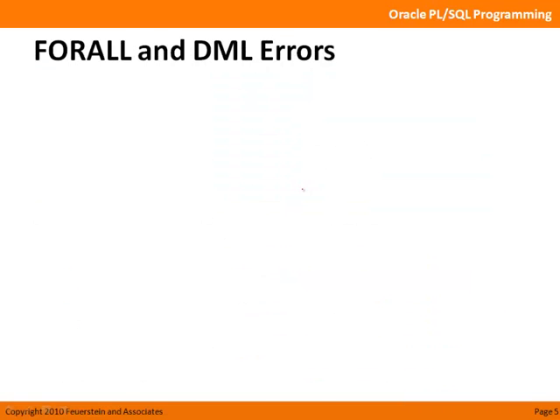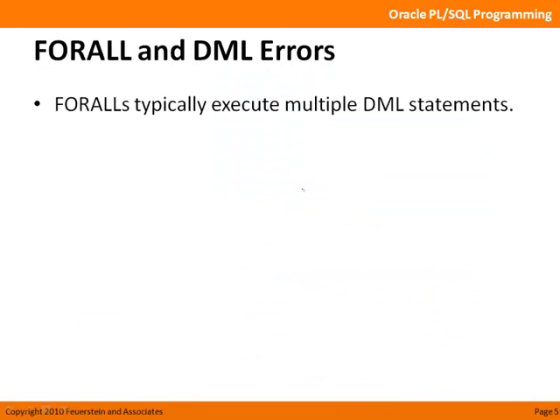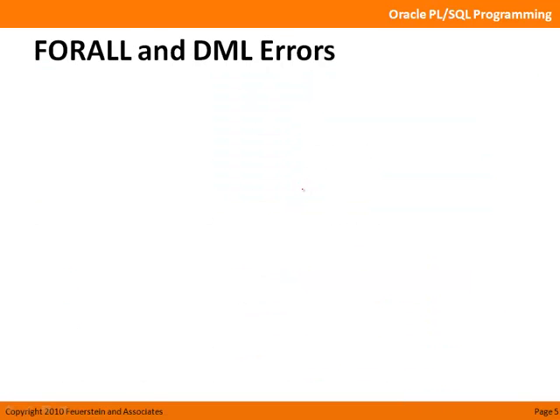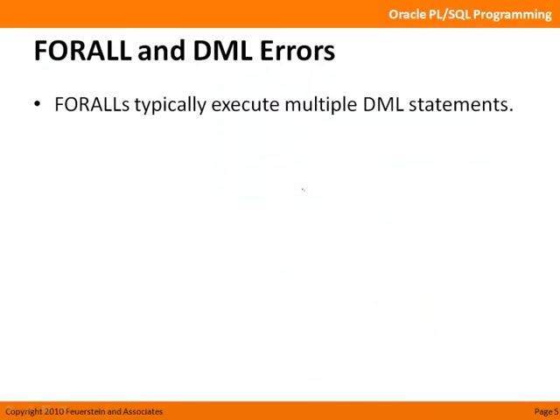Now let's talk about FORALL and errors. Because the idea behind FORALL, to go back to this example, is that you're executing DML statements: inserts, updates, deletes, merges. And as I'm sure you know, there are lots of errors that can occur when you're executing DML statements. Values can be too large for columns, you can get foreign key constraint errors, bound index errors, and so on. And FORALL statements are designed to execute multiple DML statements, 5, 10, maybe thousands of individual DML statements.